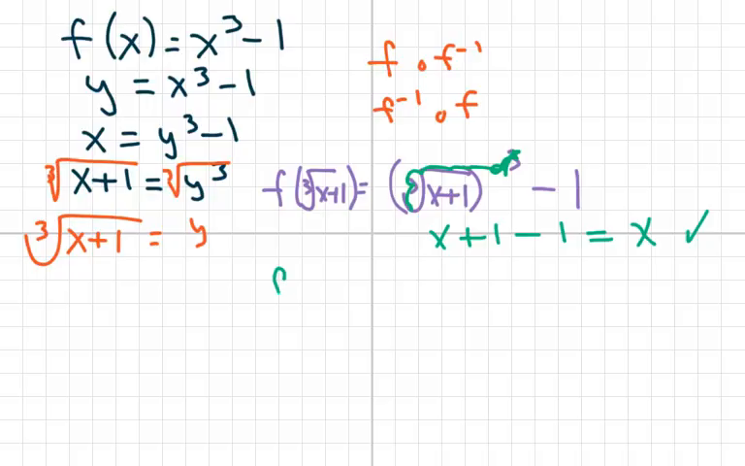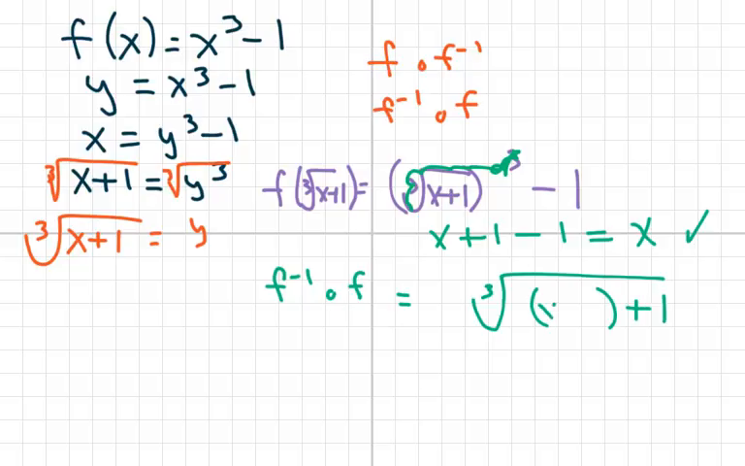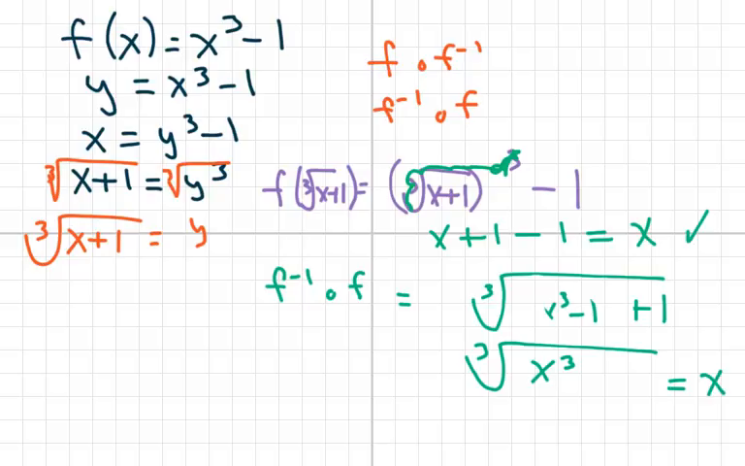And then we have to compose the other way, f inverse composed with f. So basically I'm writing the cube root of x plus 1, and I'm putting in f, so it's just x cubed minus 1. I'm going to take care of the inner part first. Basically it means I could erase these parentheses here and here, and I'm just going to get x cubed, and these cancel each other out. The cube root of a cube is just x, so that equals x, so that works. Now we have to graph it.